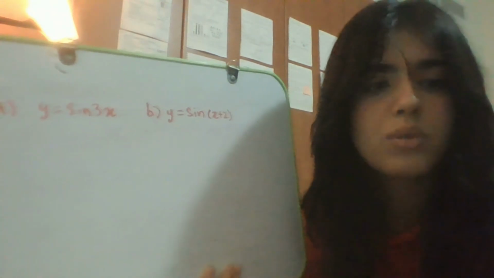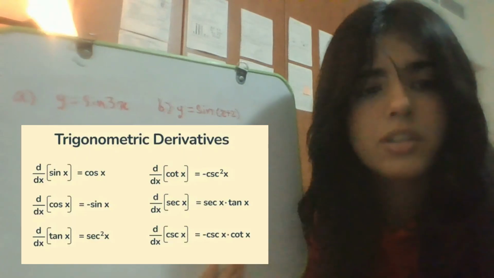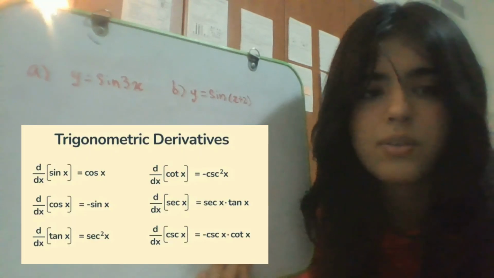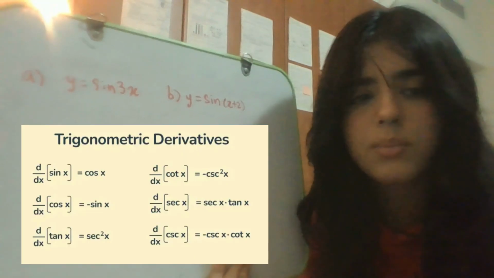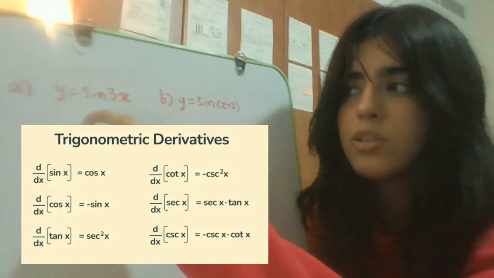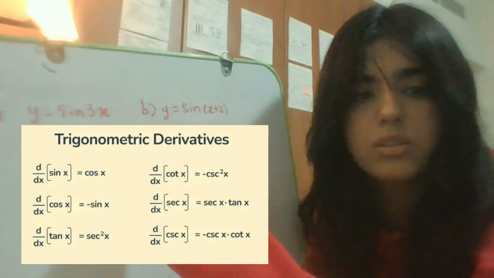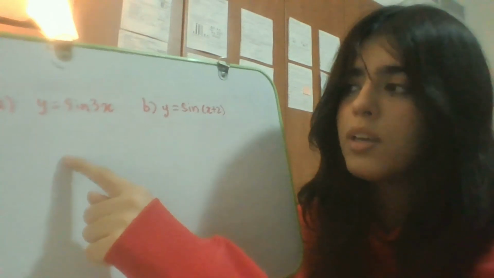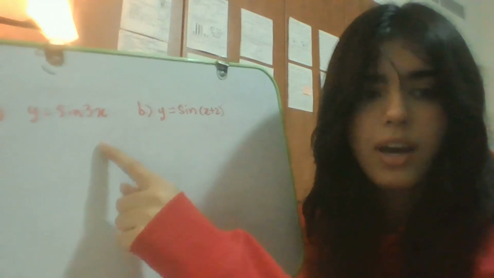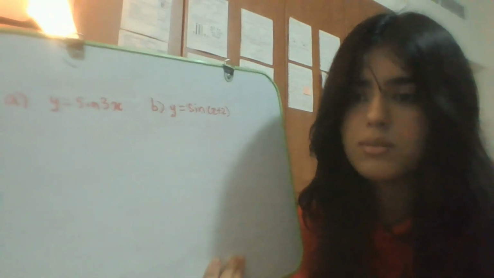And there are some rules. I'll actually put a formula sheet on the screen right now. In that, you can see the derivative of some trigonometric functions. Like for sine, the derivative of sine is cos. So the derivative of this function would be y equals 3 cos 3x. So I'll write it down.